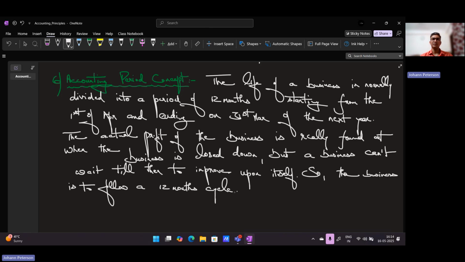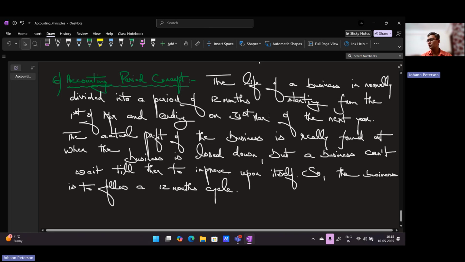The actual profits of the business are really found out when the business winds up, when it closes down. Because at that point in time, you can tell what is your actual profit. You can say, okay, these many are the assets of your business which you could sell and earn back some money. These are the liabilities which are pending, the remaining are paid off. So altogether, the best time to get the profit of the business is the winding up of the business. But we cannot wait till then. Every year we have to improve our business. So what will we do? We'll divide this into a period of 12 months. And every 12 months, we will calculate our profit and loss of the business. So the business follows this 12-month cycle. This is what this accounting period concept says. So that's all to it.